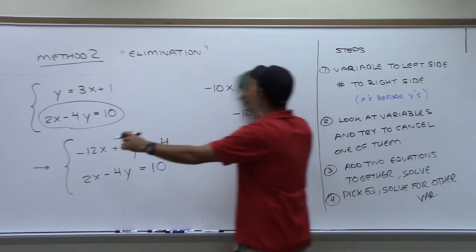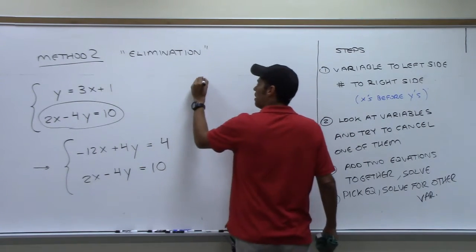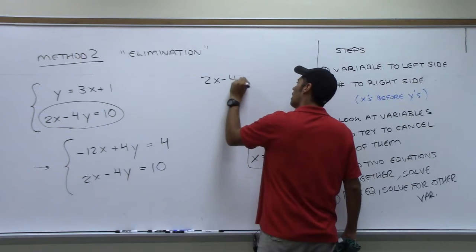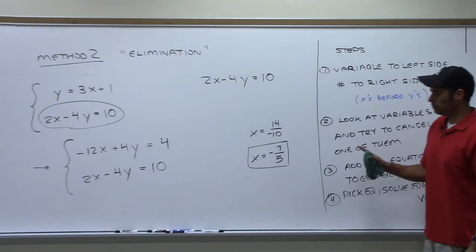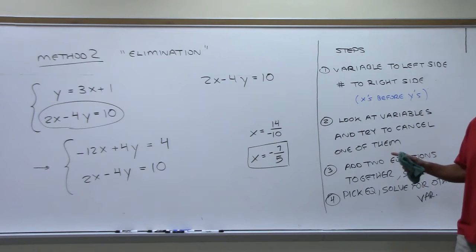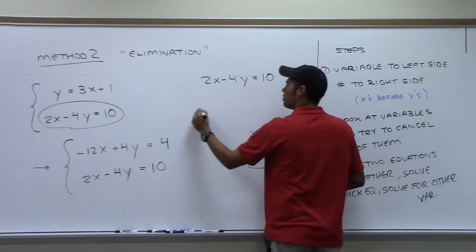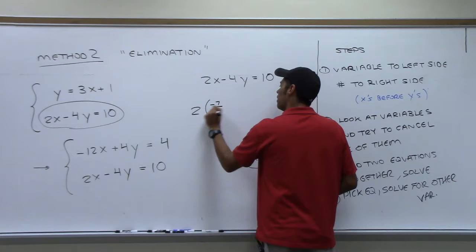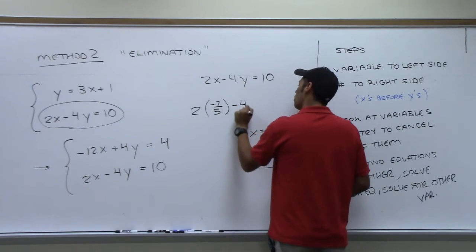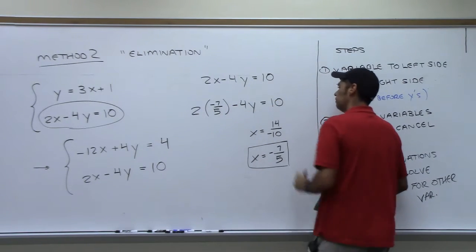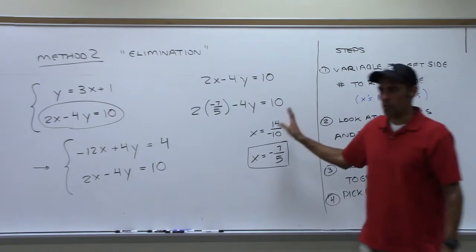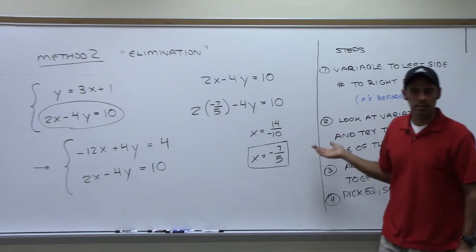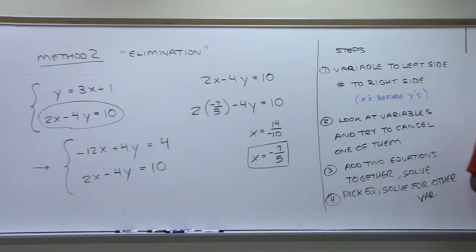So I'm picking that equation right there. I'm going to write it down, 2x minus 4y equals 10. I'm going to replace what with what? X with negative 7 fifths. So right here, 2, negative 7 fifths minus 4y equals 10. And then you go through and do the work, and I won't do any more of this, but you could go through and get the y, and you could see it'll come out the same, okay?